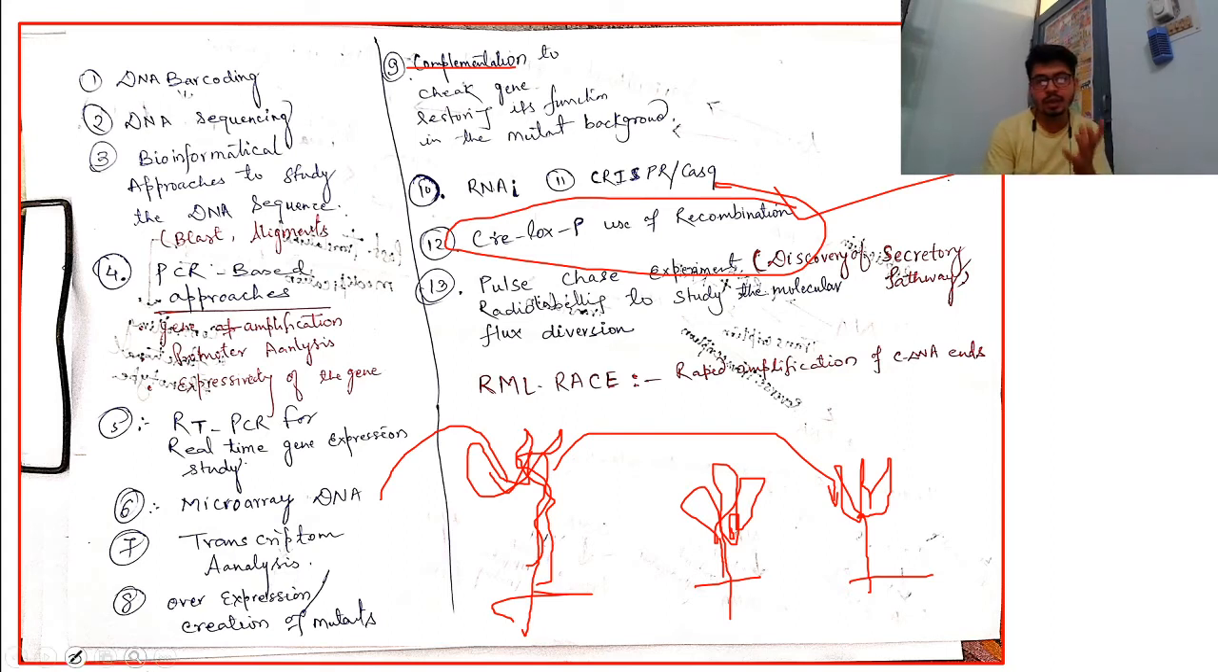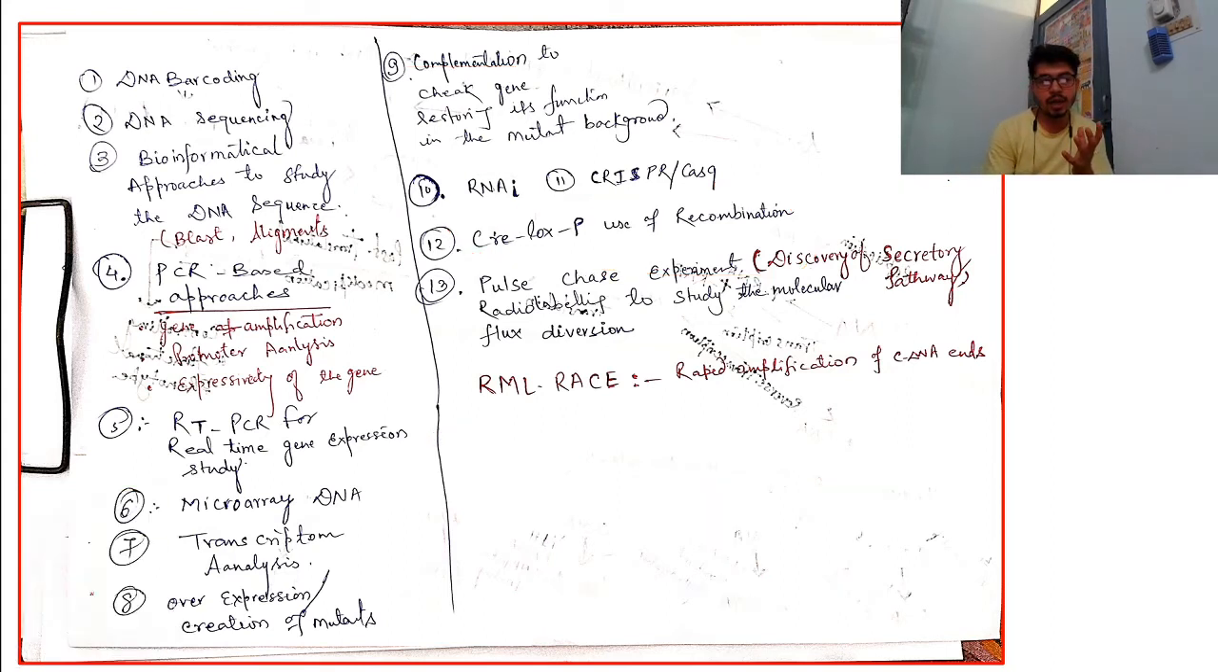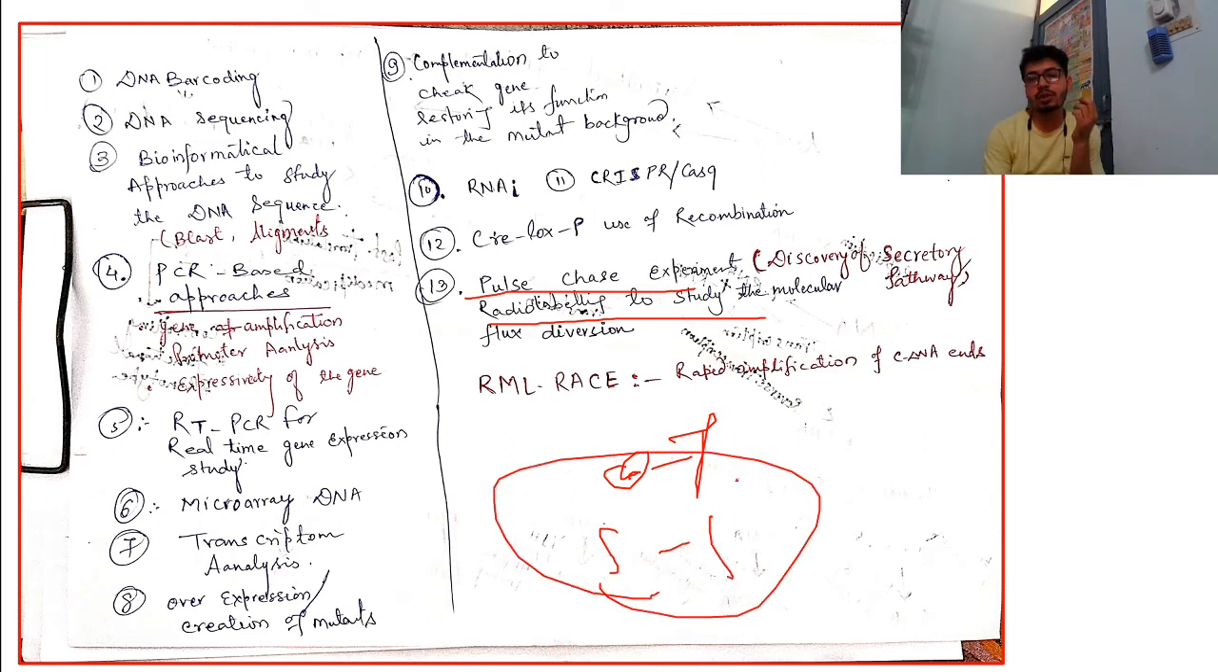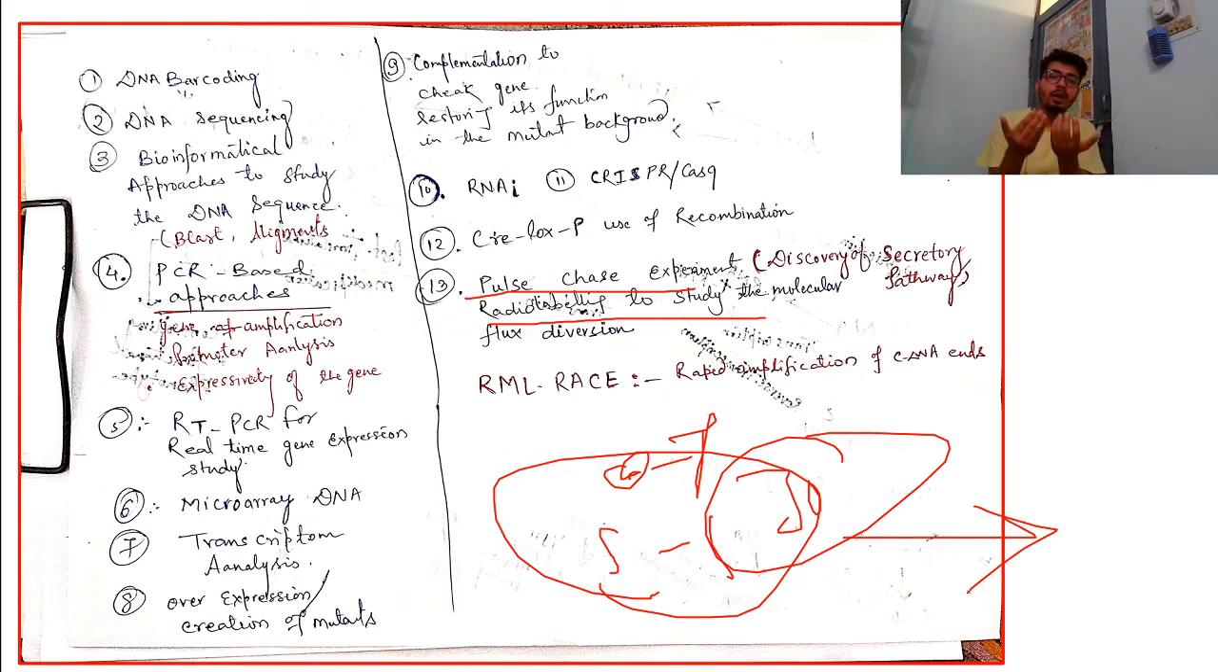Now the next approach of study is called the pulse-chase experiment. In this, you use a radioactively labeled molecule. Suppose you have labeled phosphorus, and you have labeled sulfur, sulfur-35, in the protein. So the protein is radioactively labeled.